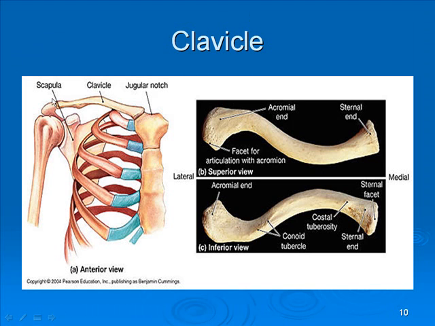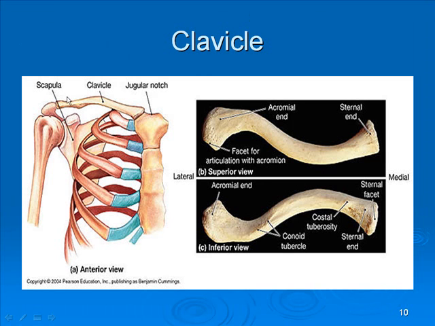Now the lateral end will articulate with the scapula, specifically with the acromion process of the scapula. And when I show you the scapula, I'll show you the different processes. Remember, processes are portions of the bone that actually protrude or project out further than the total body of the bone. So the distal portion, the lateral portion of the clavicle, will articulate with the scapula at the acromion process.